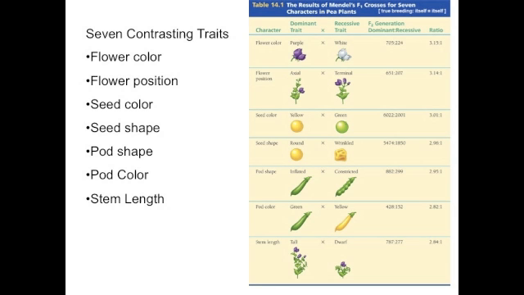If you look at this table, you will see the 7 contrasting traits of the garden pea plant. Flower color can be purple or white. Seed color can be yellow or green. Seed shape can be round or wrinkled. Pod color can be green or yellow. Pod shape can be smooth or bumpy. Flower position can be terminal or axial. Plant height can be tall or short.